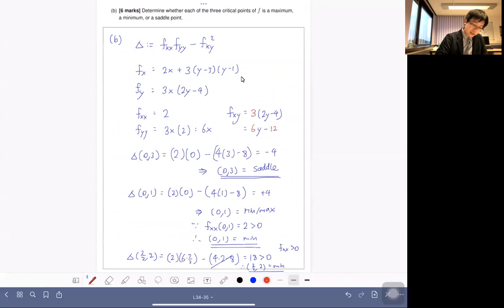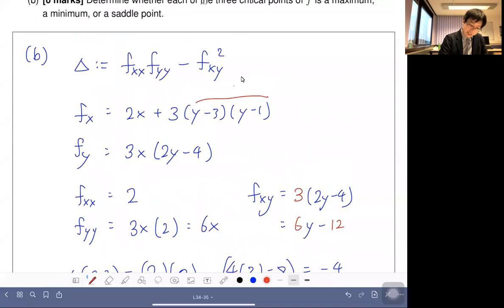So let's do this quickly. This part is y squared minus 4y plus 3. If I take fx and differentiate it with respect to y, the first term, the 2x, goes away. So now I have 3 times 2y minus 4, so here I have 6y minus 12. Then you can double check that everything is in order. So that's mistake number 1.